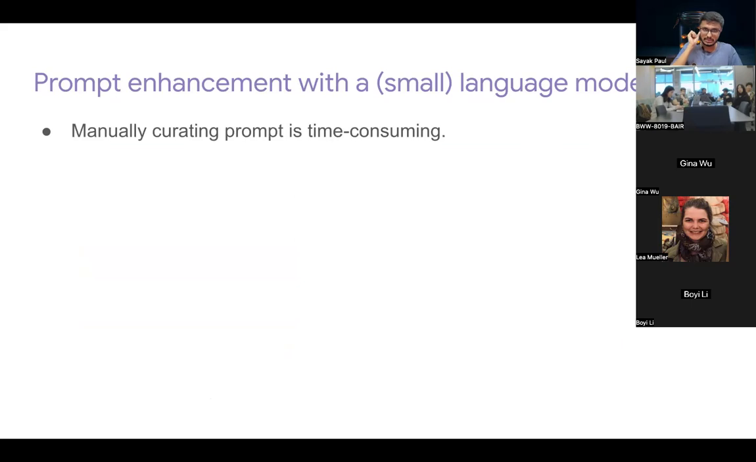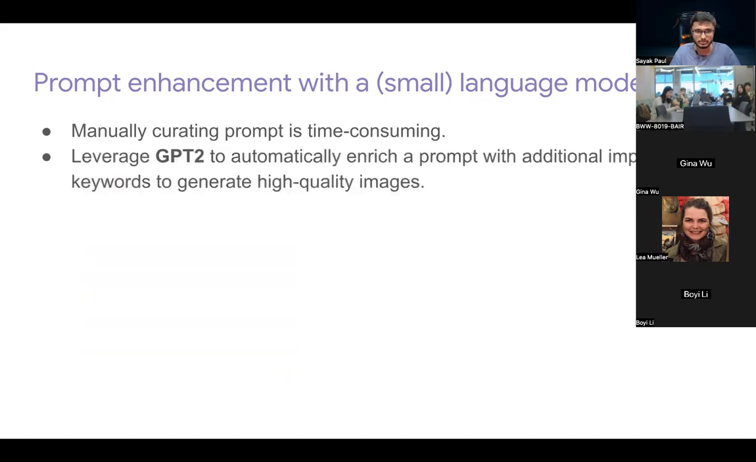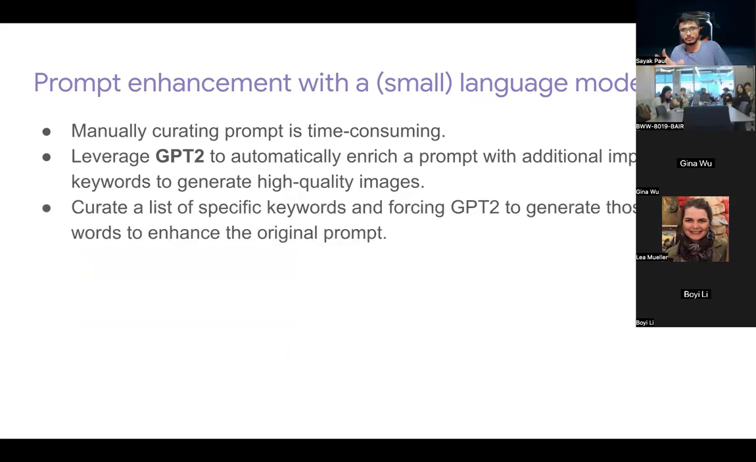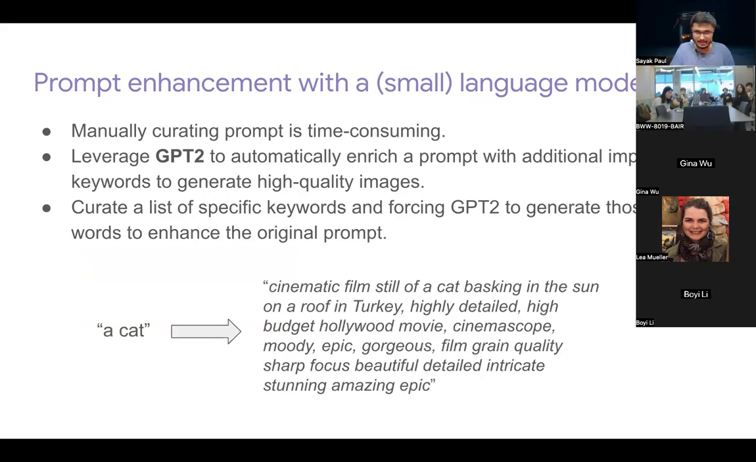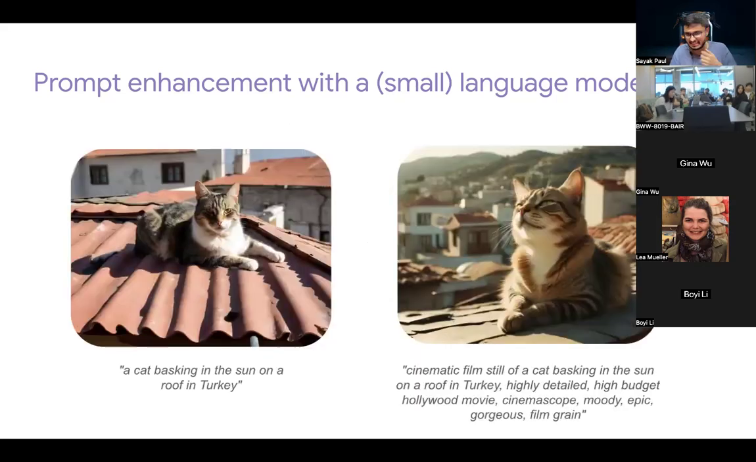We want to be able to manually curate a prompt, but we do not want to be manually curating a prompt because this is time-consuming. Instead, we want to leverage an off-the-shelf pre-trained model to automatically enrich or upsample a prompt with additional important keywords, which I'm sure we can have a list of. Then we curate that list of keywords and force GPT-2 to generate those words to enhance the original prompt. An example would be going from a cat all the way up to a very detailed prompt of what we actually want to see, not just a cat. And this is how it would look. I can see now it's basking, it's about to yawn, and it also has sleepy eyes. It's all good.